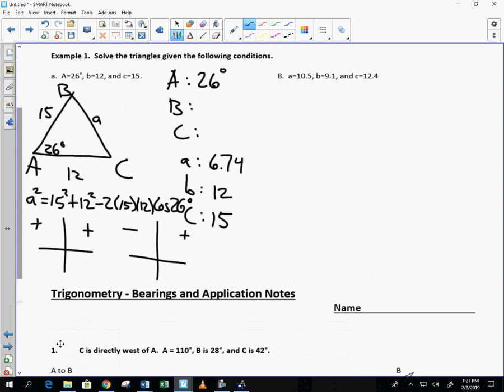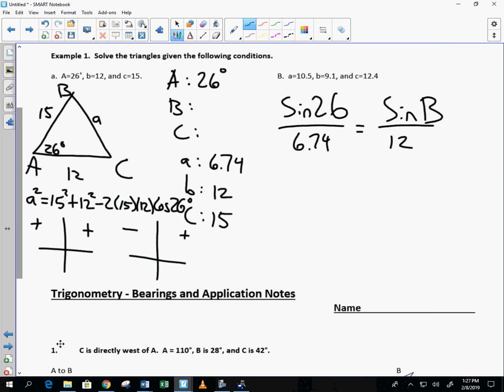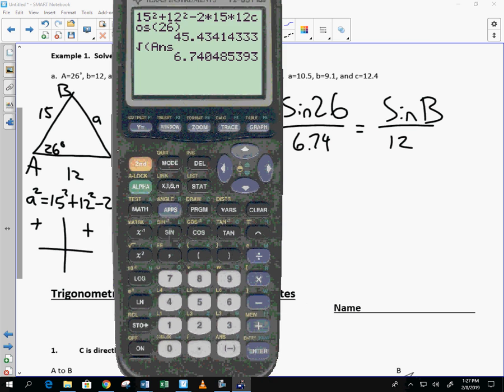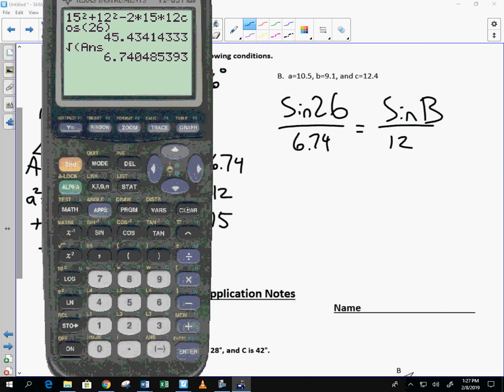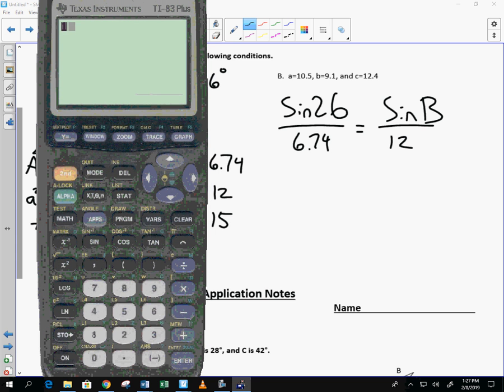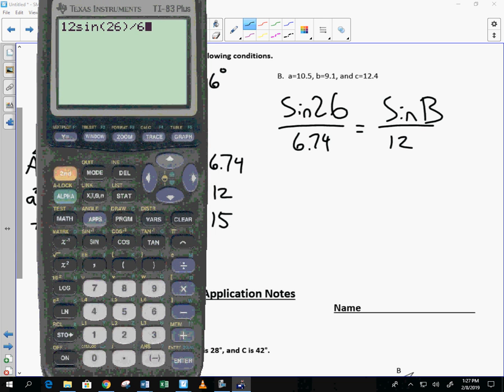All right, so what do I set up? Sine of 26 over 6.74 is equal to B over 12. Well, you guys have had adequate practice at that, right? I mean, yesterday you were sitting at home doing this, catching up from your e-learning and everything like that, right? Good job. So divide by 6.74. I get that. That's my answer, 0.78.